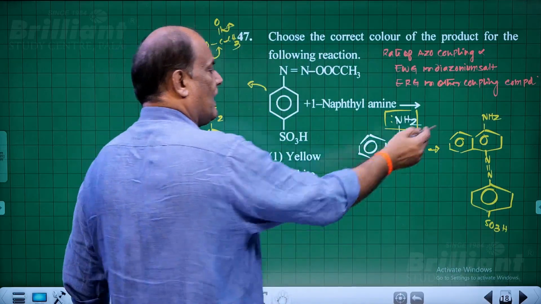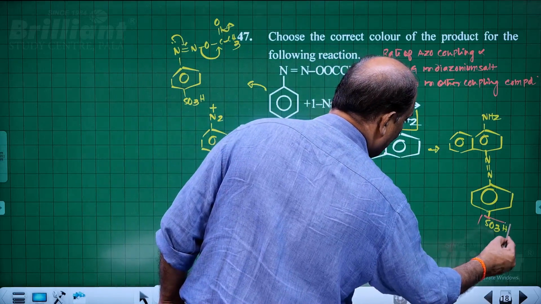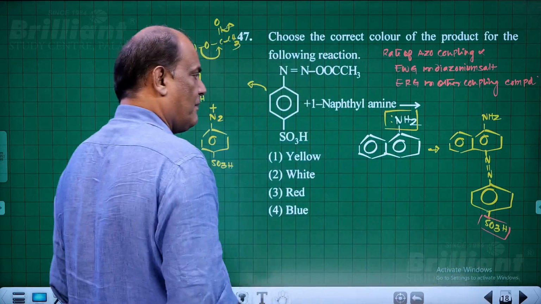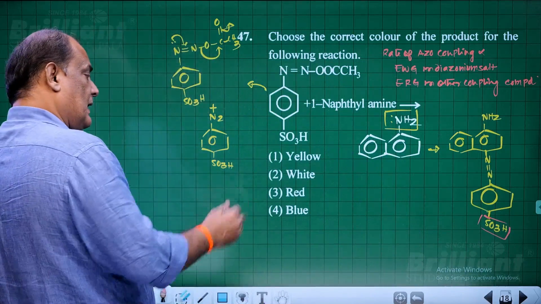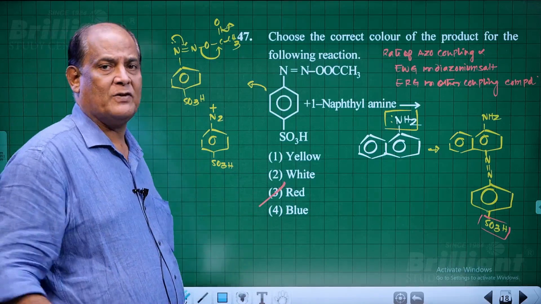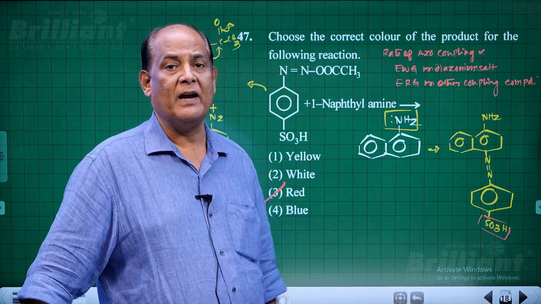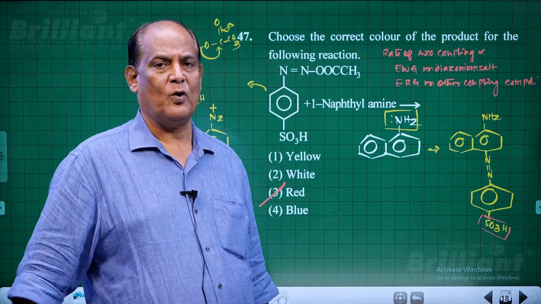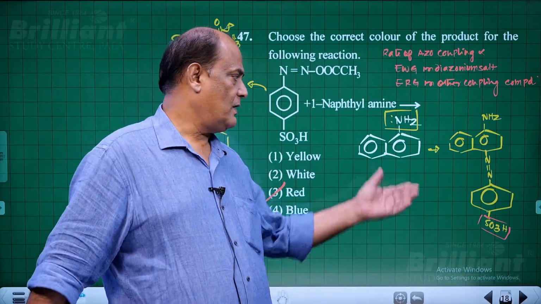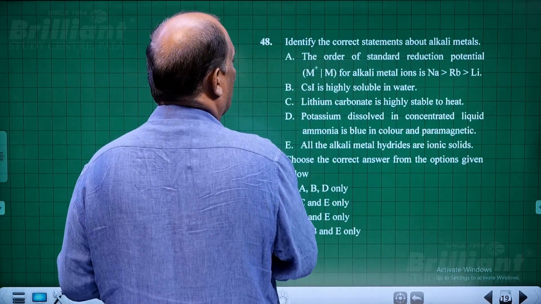So NH2 is what? Electron repelling group. This SO3 is what? This is the minus M effect, minus M group. So the color is red, this color you have to remember. Whenever phenol is there with diazonium salt, you will get orange color. Wherever aniline is there, with simple diazonium chloride, you will get yellow color. This is giving red color.